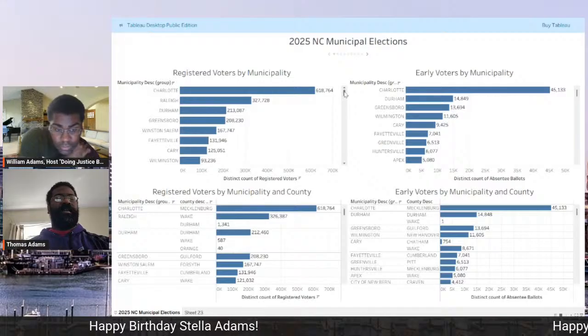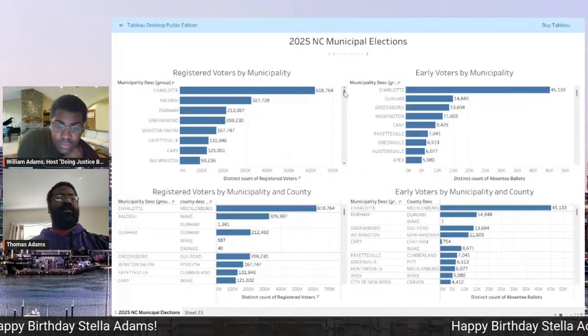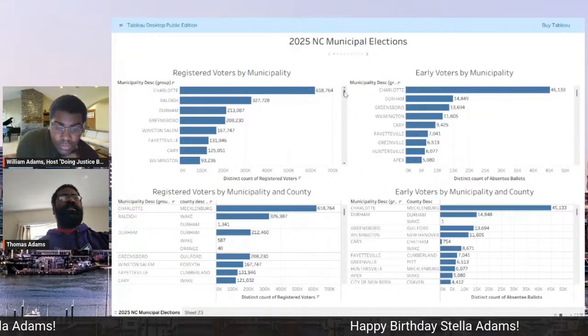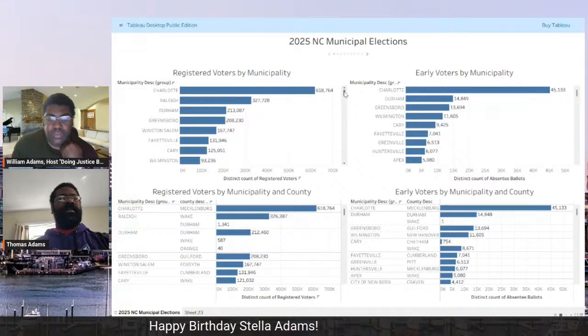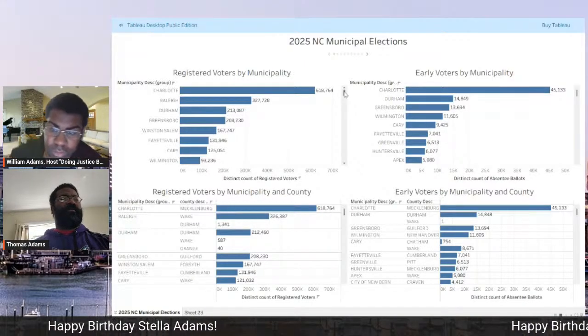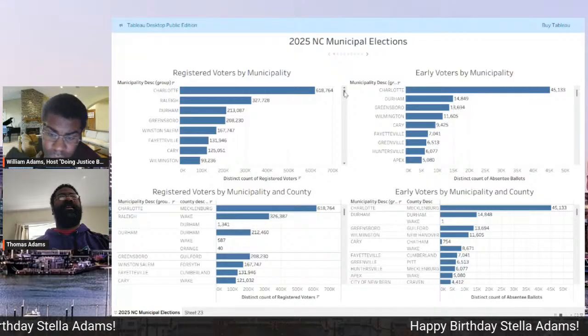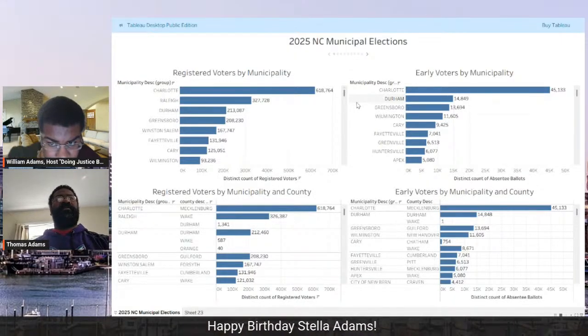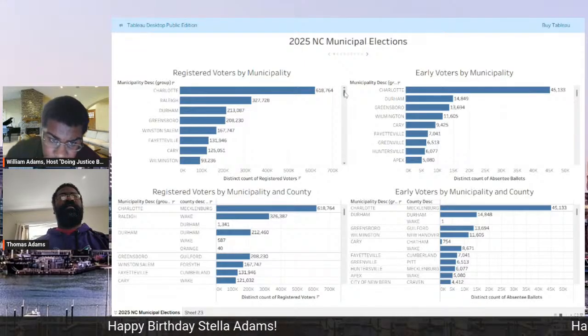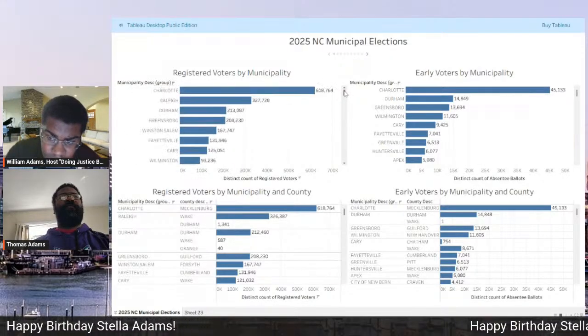And so you can't get the final details for the general election until after the county canvass, the results are certified, and then the Board of Elections can update some of those data points with the final information.